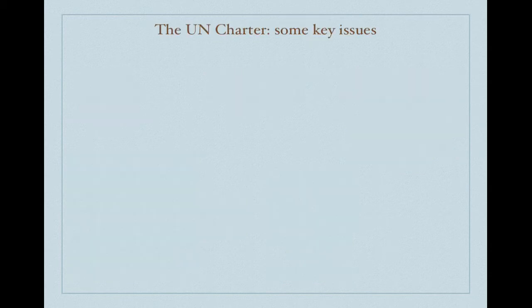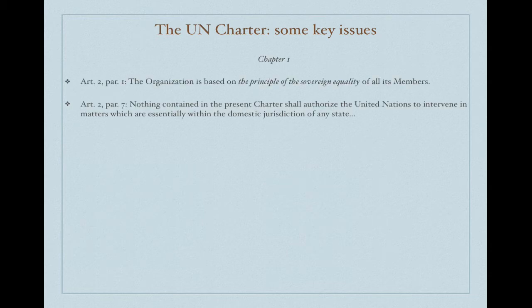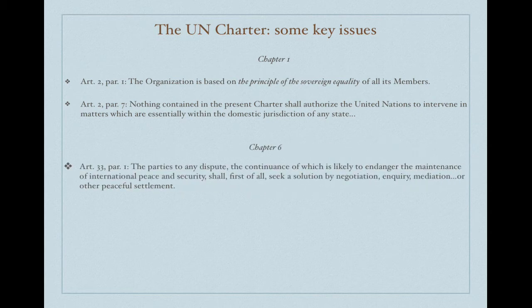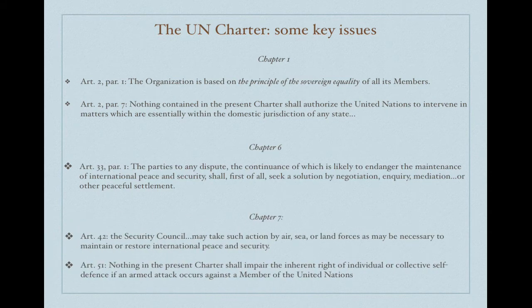With regards to the UN Charter and to understanding how all of this is organized, there are some key issues I want you to be familiar with. First, Chapter 1 makes it very clear that the organization is based on the principle of sovereign equality of all UN members. In other words, there is a clear distinction between what is supposed to be within the domestic jurisdiction of a state and what is of concern to the UN. Chapter 6 focuses on dispute resolution without the use of force. Chapter 7 is where the use of force gets legitimized.